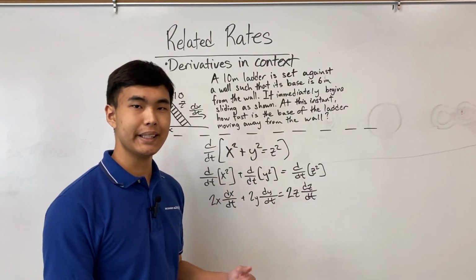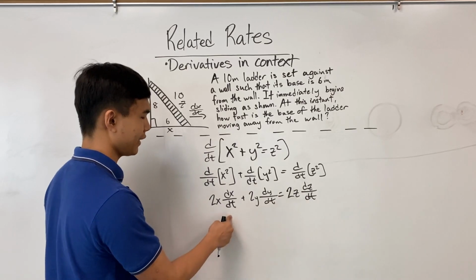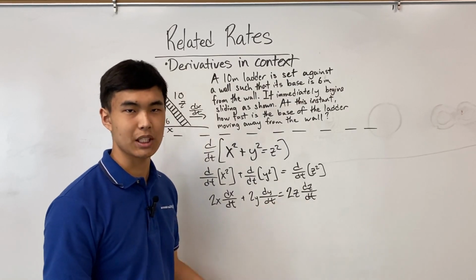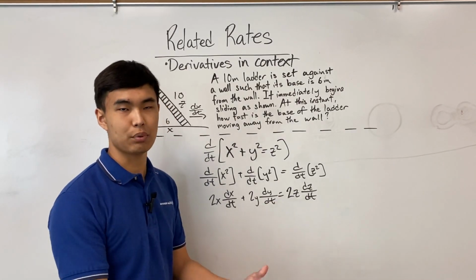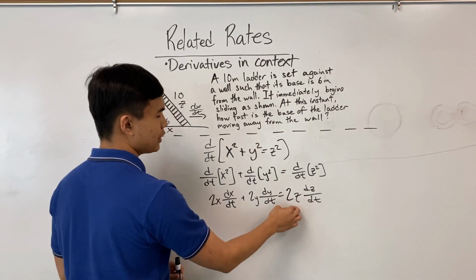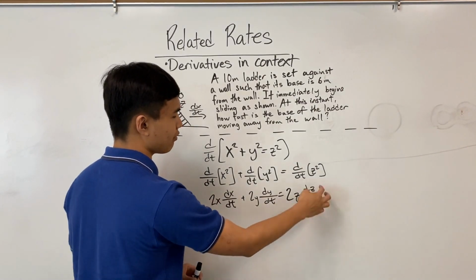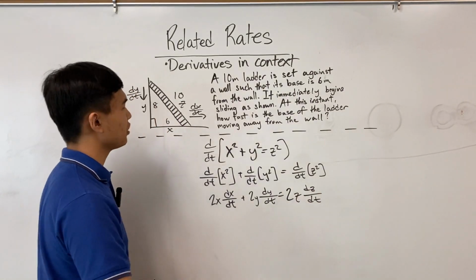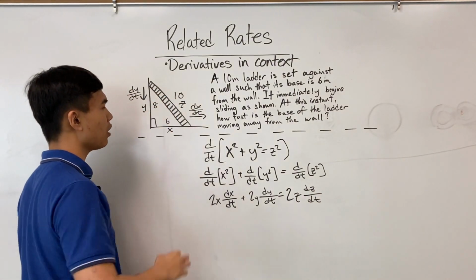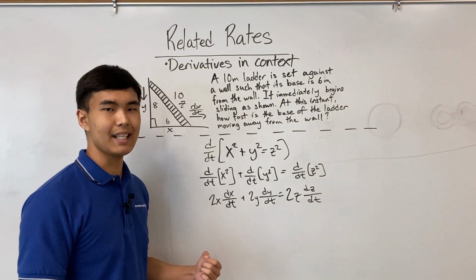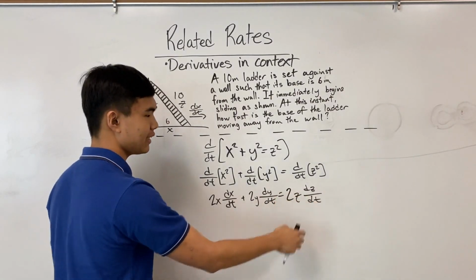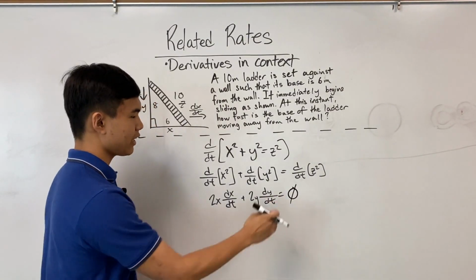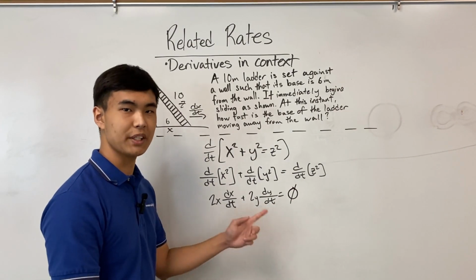From here, you might immediately be tempted to just do the algebra and isolate dx/dt, but we can do a little more simplification. This is where the context of the problem comes back in. On the right, we have 2z times dz/dt, or the rate at which z is changing. But as the ladder slides down the wall, the length of the ladder, or z, doesn't actually change, so dz/dt is 0. This simplifies the entire right side to just 0, and now we can do the algebra.